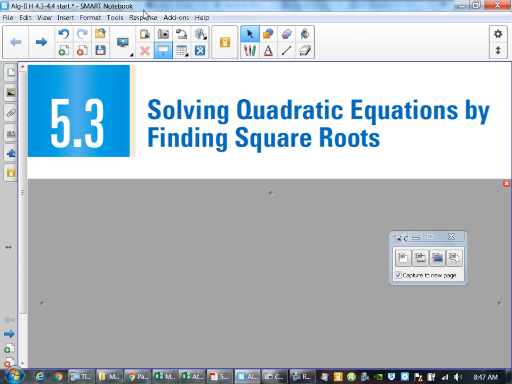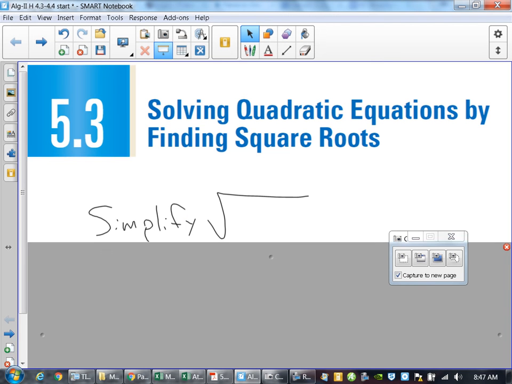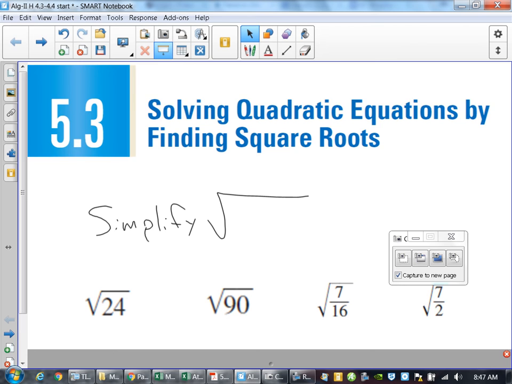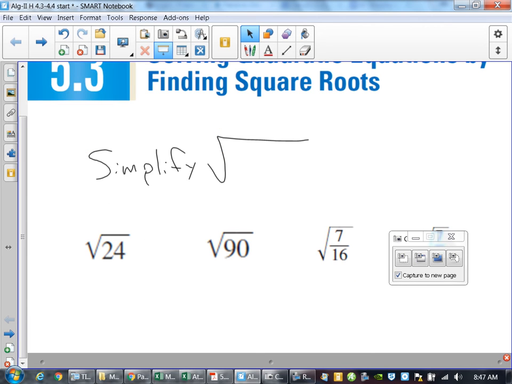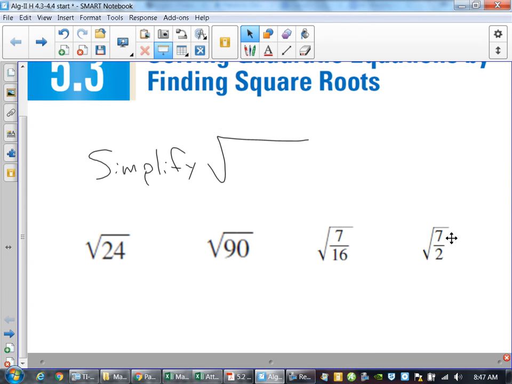But what I want to review with you guys is how you simplify radicals. Now, I know last year you guys had that calculator that did it for you. You don't have that now. And a lot of times I'm going to have parts of quizzes and tests that are non-calculator, which means you have to know what these things mean. I do a lot of non-calculator stuff.